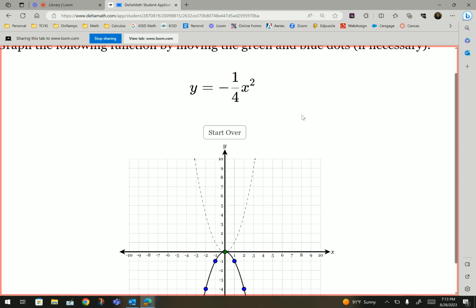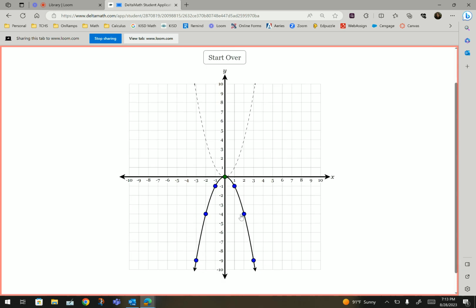Just divide by 4. So let's look at these numbers. Whoops, I need to start over because I accidentally moved the graph. Which one of these blue dots is the one you're going to divide by 4? Well, this y value is -1, this one's -4, and this one's -9. This is the easiest one to divide by 4. So that's 2, -4.